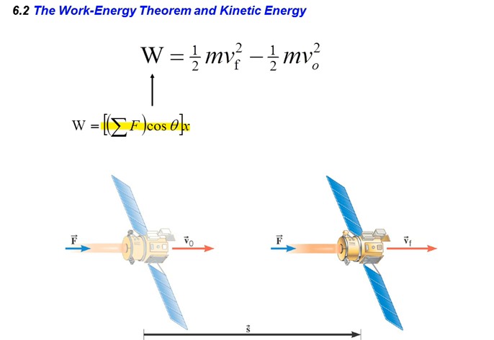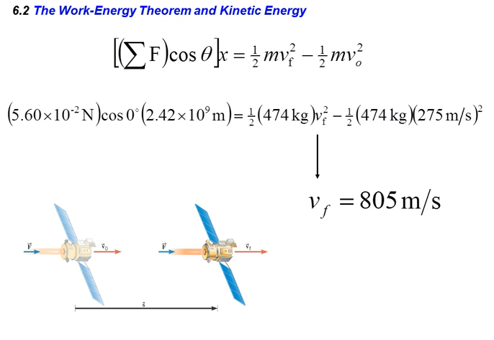So the net force on this is going to equal 5.6 times 10 to the negative second, or 56 millinewtons. The angle between the force and the displacement is 0, so that's just going to give us a factor of 1. We multiply by the displacement, that gives us our work.